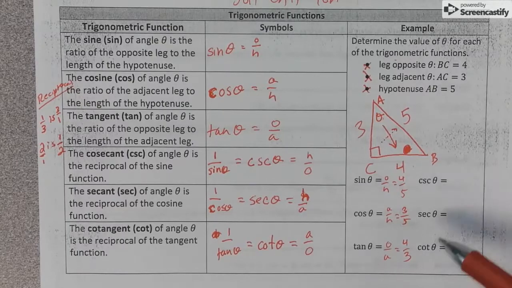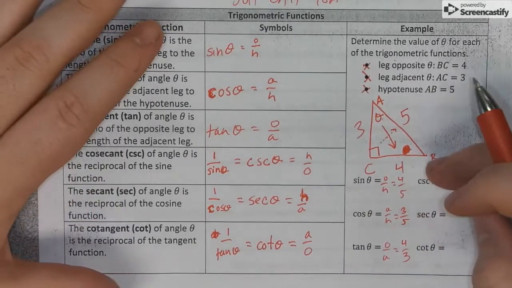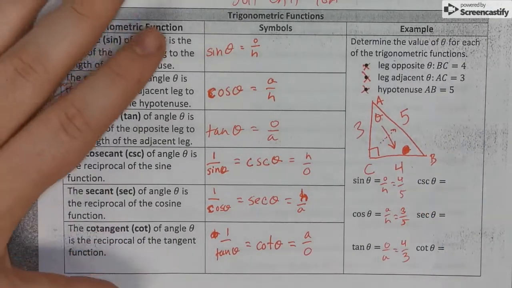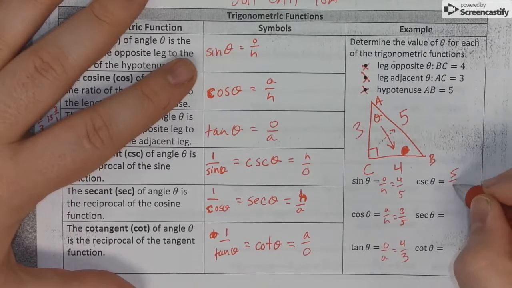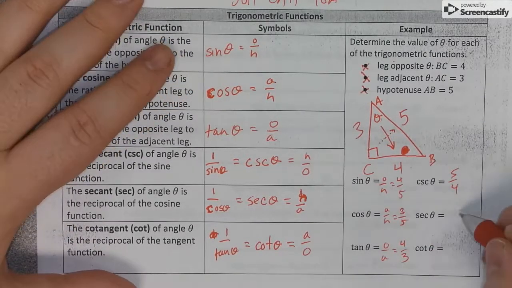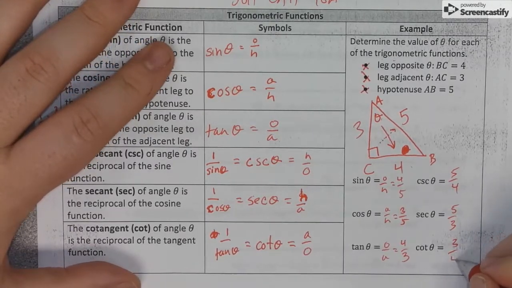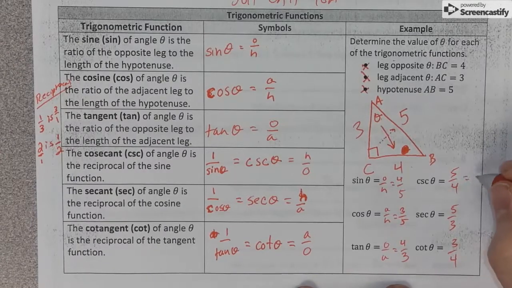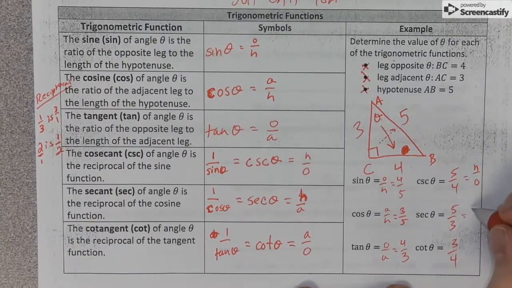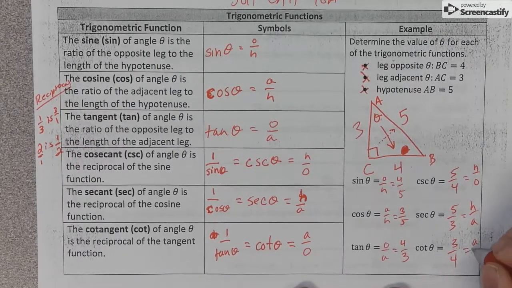Then for your reciprocal trig functions, cosecant is the reciprocal of sine. So we're just going to take the reciprocal of the value we got from the triangle. Instead of having 4 over 5, we're going to have 5 over 4. And then for secant, it's going to be 5 over 3. And cotangent is 3 over 4. Just so you see where these are coming from, this is hypotenuse over opposite, this is hypotenuse over adjacent, and this is adjacent over opposite.